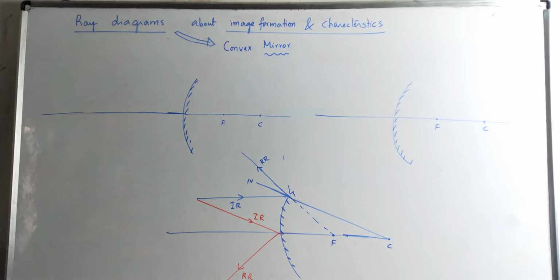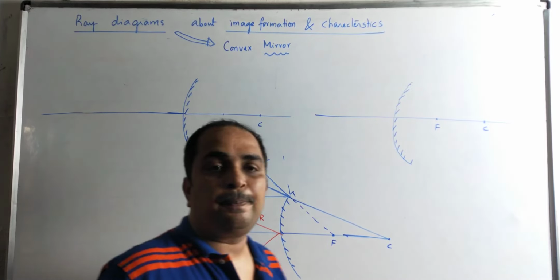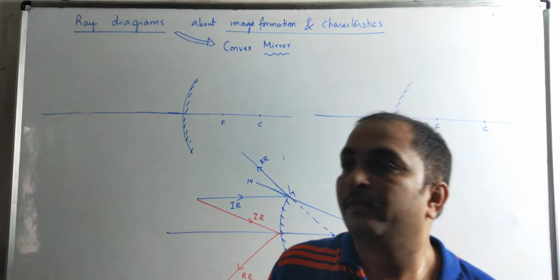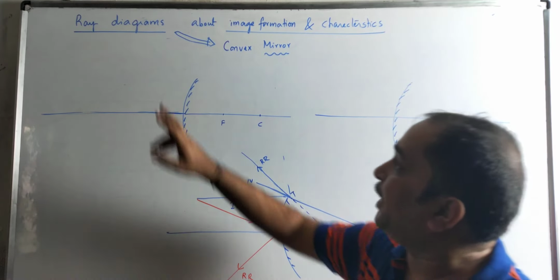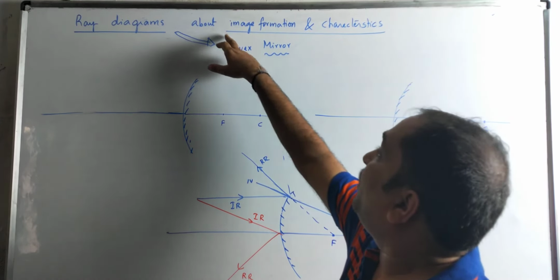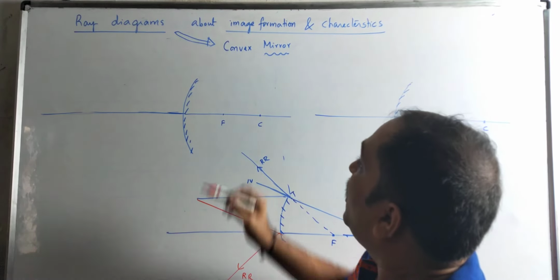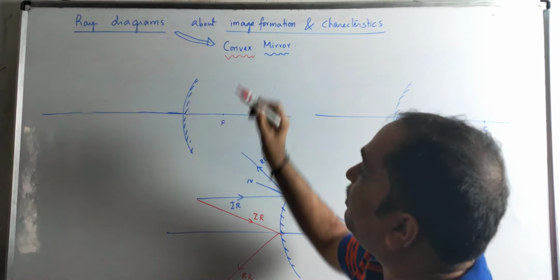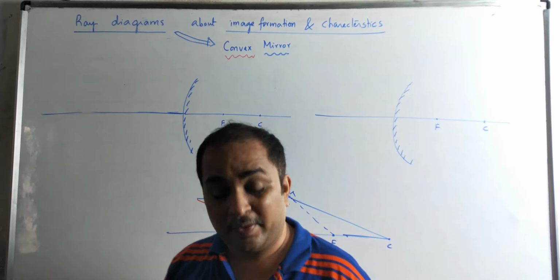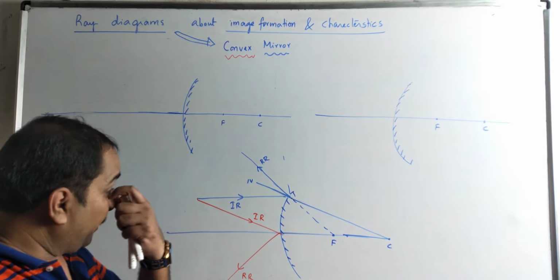Here students, I paused the video and rubbed it off, and a new part I am talking about, same thing, ray diagrams about image formation and characteristics, but this time it is the convex mirror. Previously we discussed the concave mirror, where you have 6 diagrams, but here we have only 2 diagrams, not even 2, one if you understand it, the other is the same.